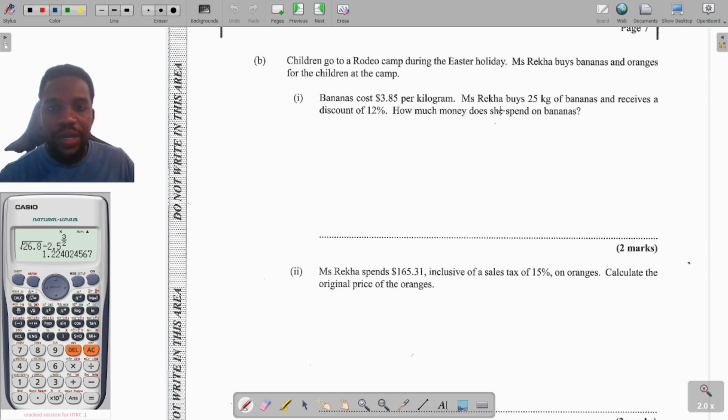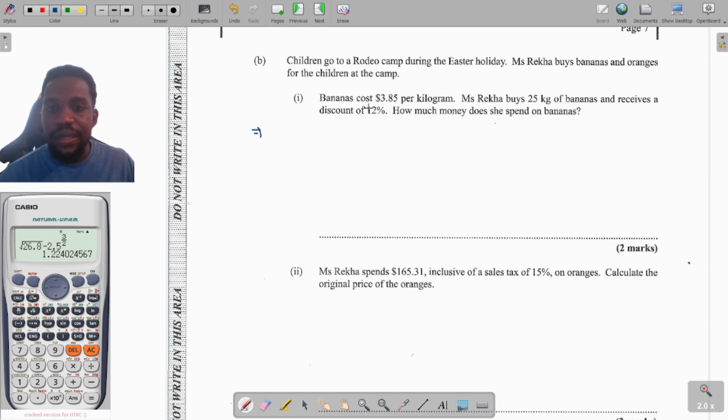Now, there are several ways to do this. Since we are getting 12%, I can find 12% of the unit price and then we simply multiply by 25, or I can find the total cost and then find 12% of it. Either way you get the same answer, right? It's up to you.